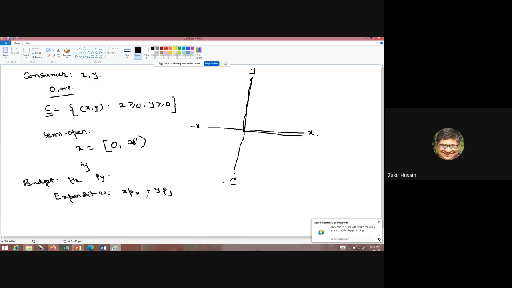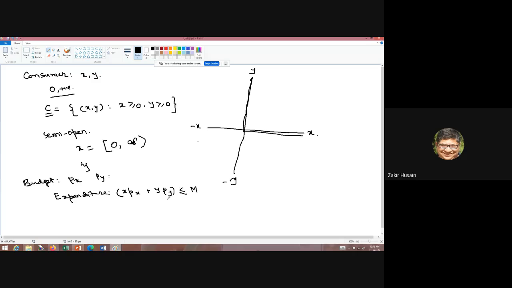Now, can expenditure be any amount? I mean, people normally have a fixed amount limit. This is my budget. I can't spend more than this amount. So let this amount be given by M. What is the relation between this part and M? Less than or equal to M.